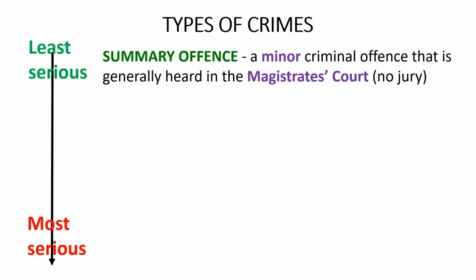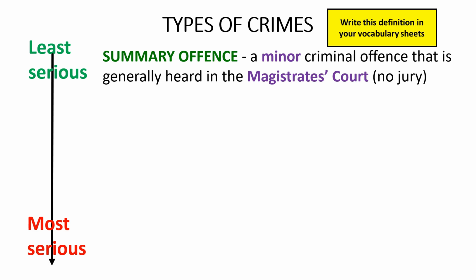Summary offences are the least serious kinds of criminal offences. A summary offence is a minor criminal offence that is generally heard in the magistrate's court. In the magistrate's court, there is a magistrate but no jury. Look down the left-hand side of your vocabulary sheet, find the term summary offence and write this definition opposite that term. Once you've done that, highlight the words minor and magistrate's court. Whenever you define the term summary offence, make sure that you include these highlighted words in that definition.